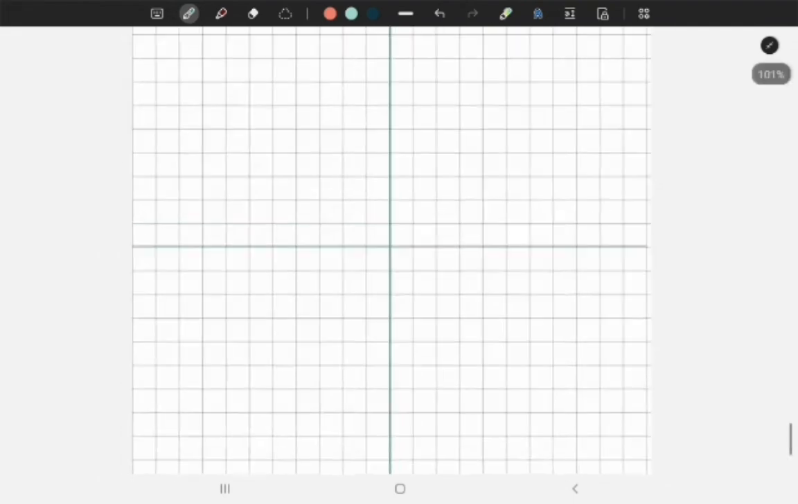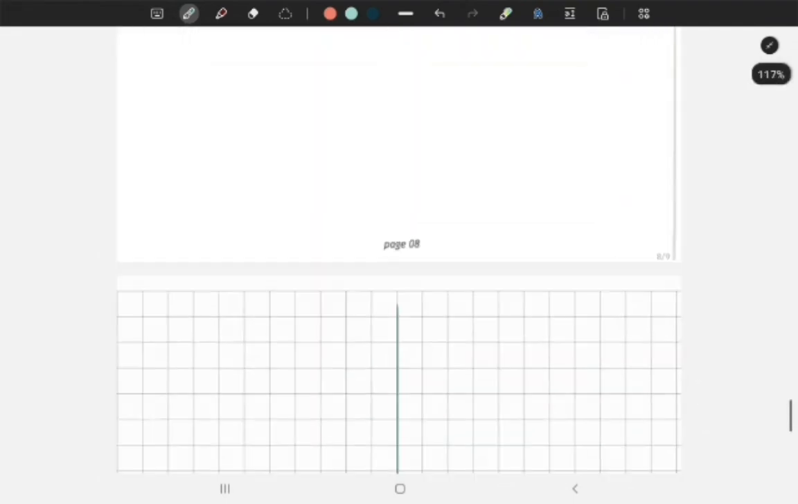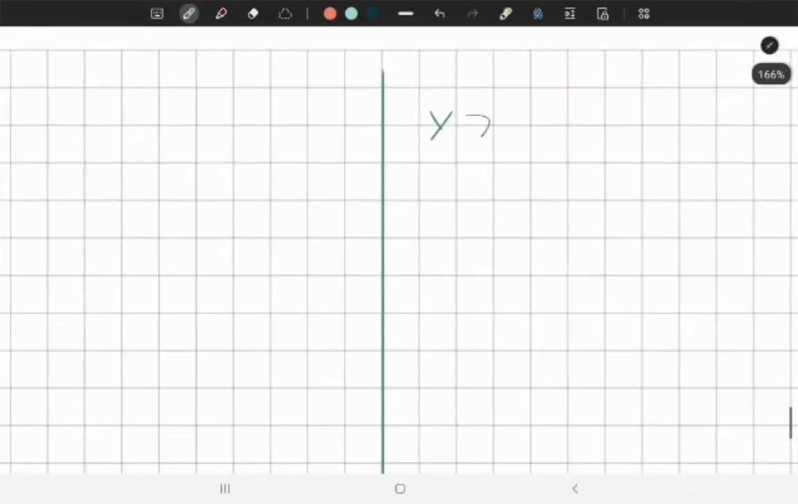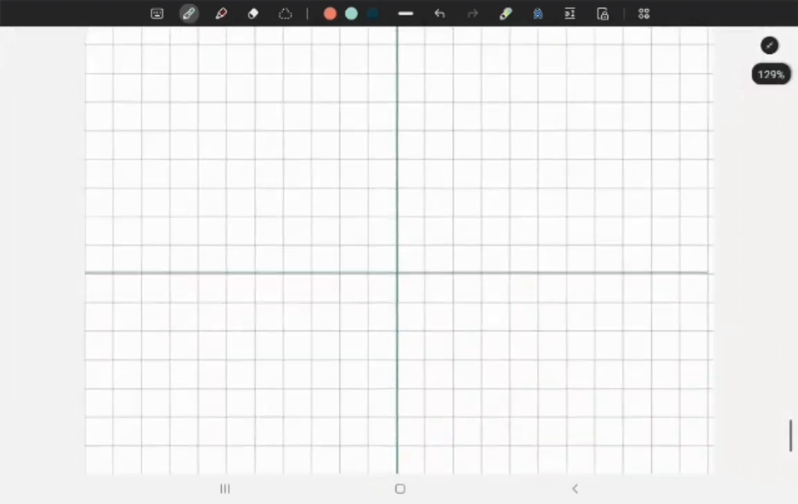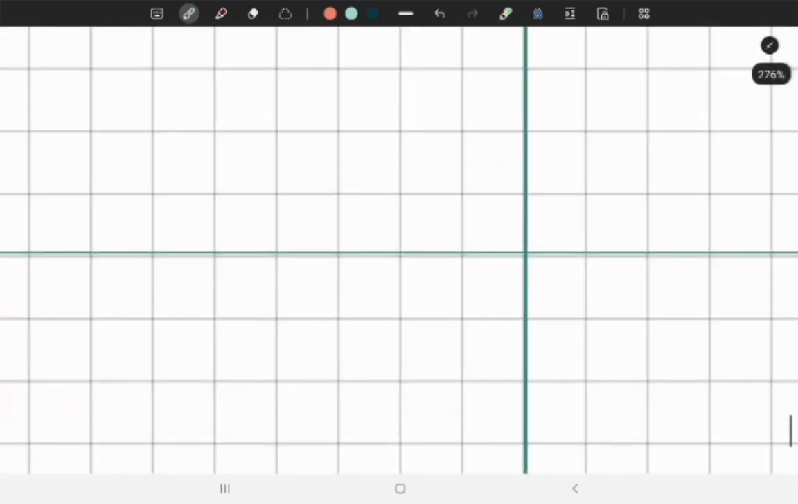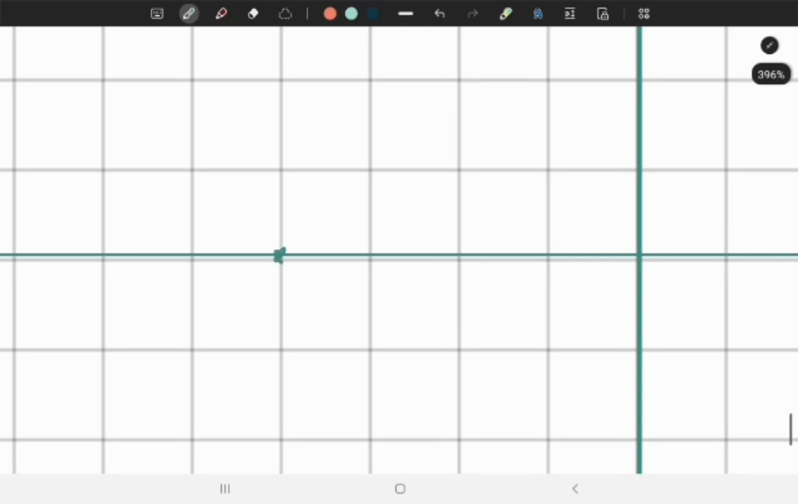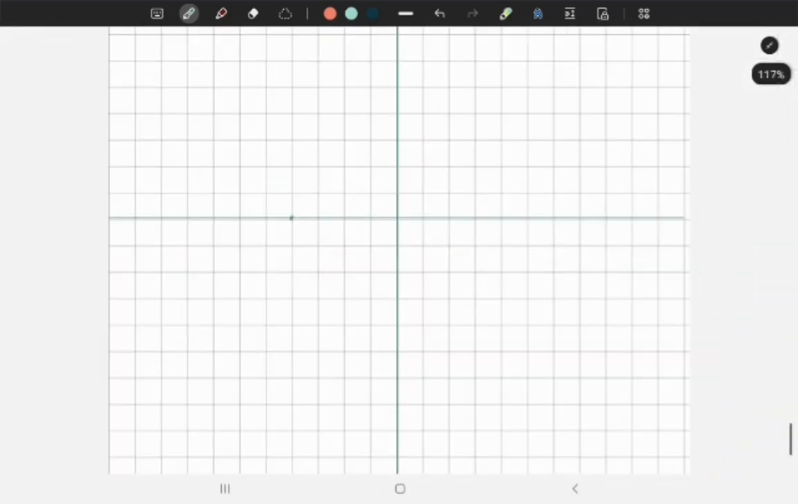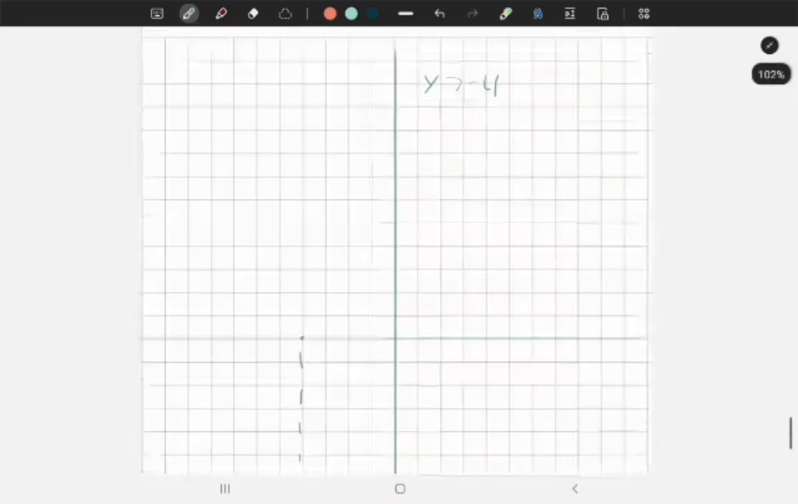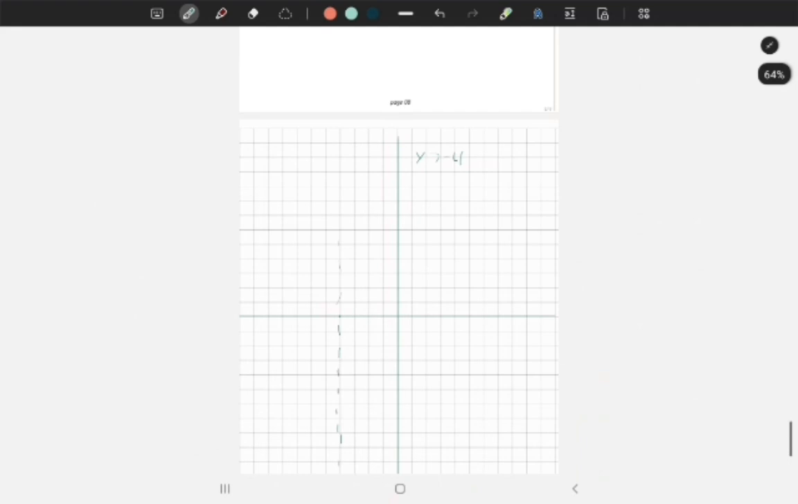So now let's draw the graph. Since we know that x is more than negative 4, we draw the asymptote line at negative 4, which is this point right here. So we draw a line like this. Sorry if it's not symmetrical, but yeah, like this.